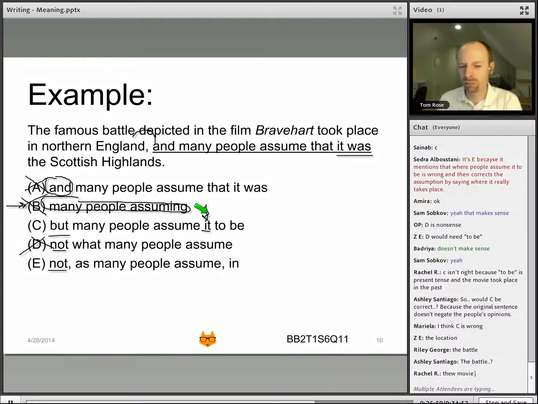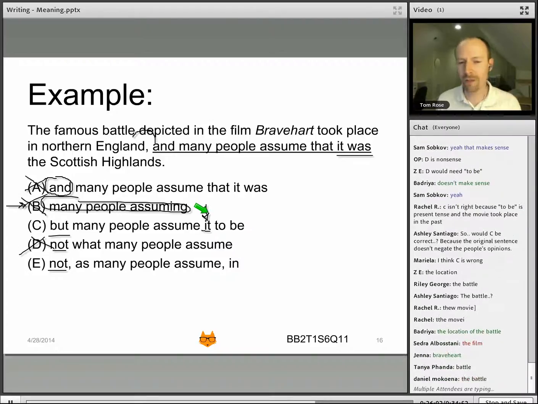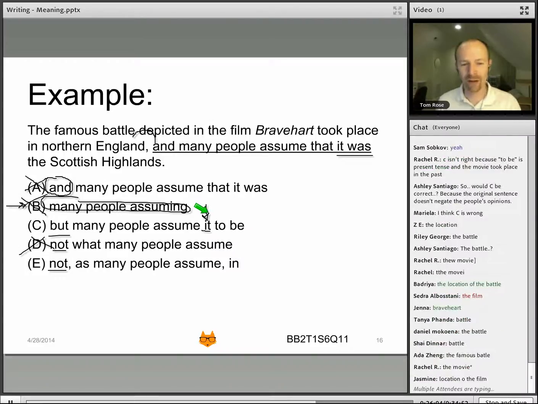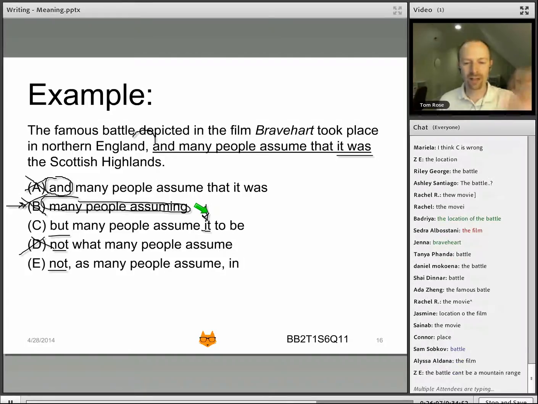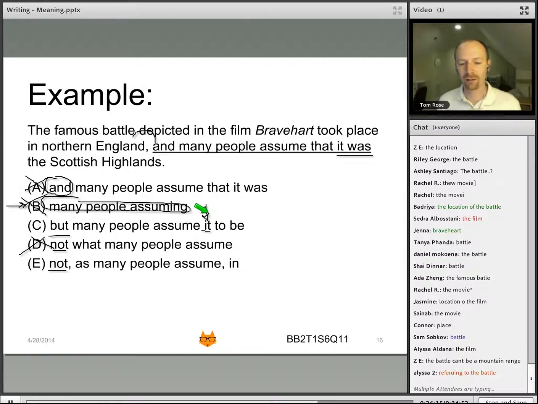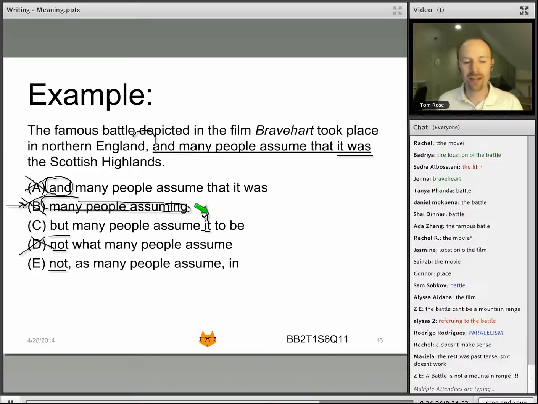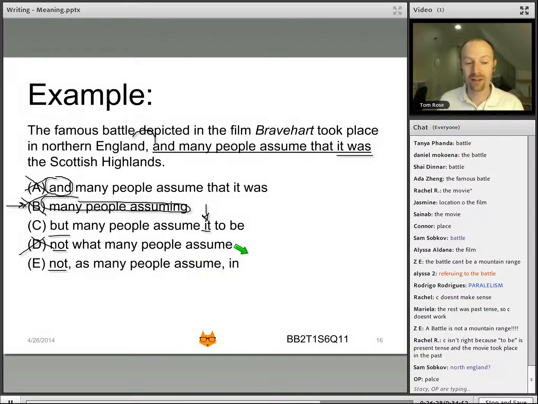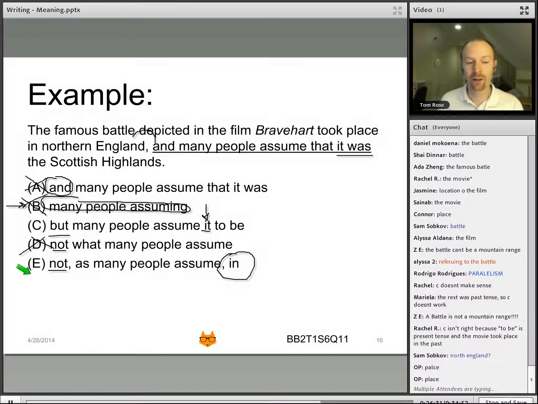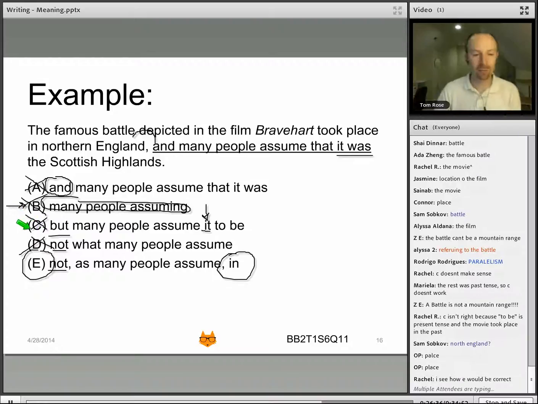Suppose it's the battle. As you'll soon see, it doesn't actually matter what it's standing in for, even if you use the movie or the battle. Try subbing those words in for it. Many people assume the battle to be the Scottish Highlands. That doesn't make sense. Or many people assume the movie to be the Scottish Highlands. So a movie and a battle, those are things that can't be the Scottish Highlands. They can be in the Scottish Highlands, which is what we have in E, which is why E is correct. Right, so nouns can't be the Scottish Highlands.